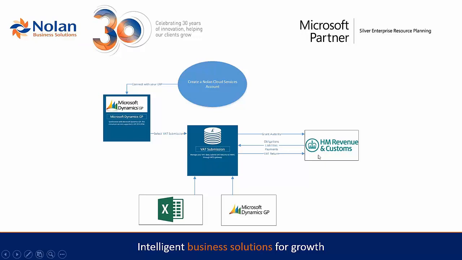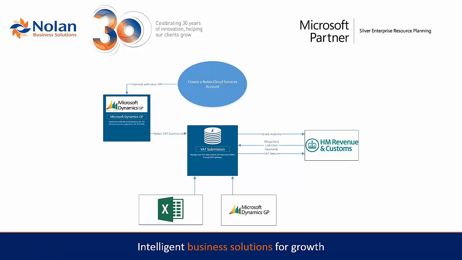Inside the VAT submission app, we talk directly to HMRC so that we can get the relevant authority from HMRC to talk to them on your behalf. Once that authentication is done, HMRC will send us back your obligations, your liabilities, and your payments around VAT. What we'll also be able to do is send your VAT return up to HMRC on your behalf.